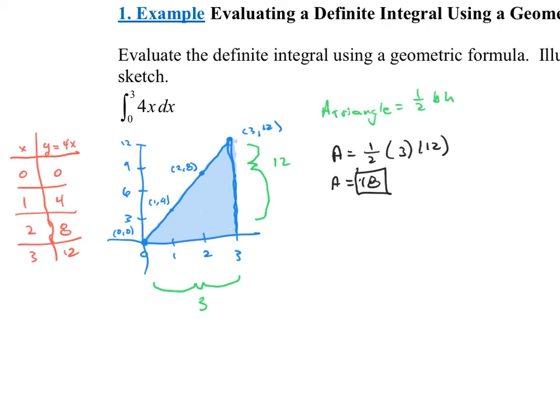So what's the area beneath 4x but still above the x-axis on the interval x equals 0 to x equals 3? The answer would be 18.